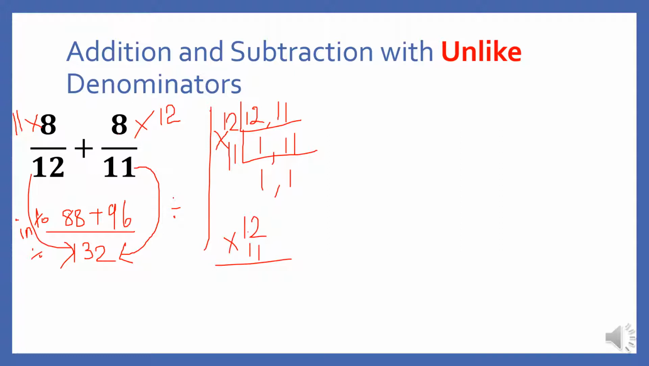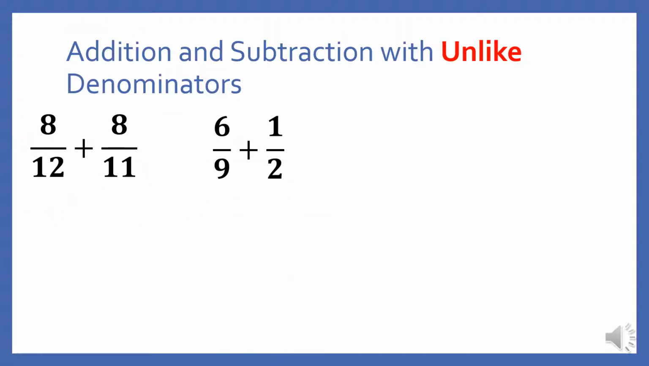So now that we have finished doing this, I'm simply going to add my numerators, which is 88 plus 96, and I'm going to get 184 over 132. Now I know these may be some big numbers for you, but once you understand it, it doesn't matter how big the number is, you will be able to figure it out. Let's move on to our next example.